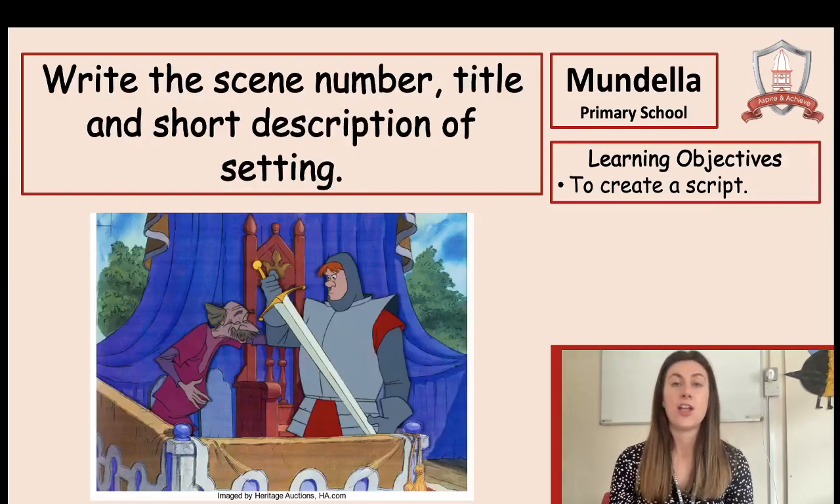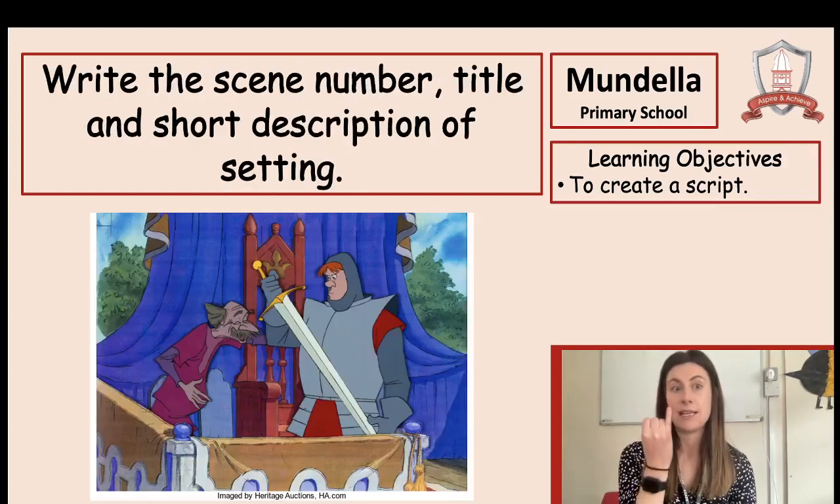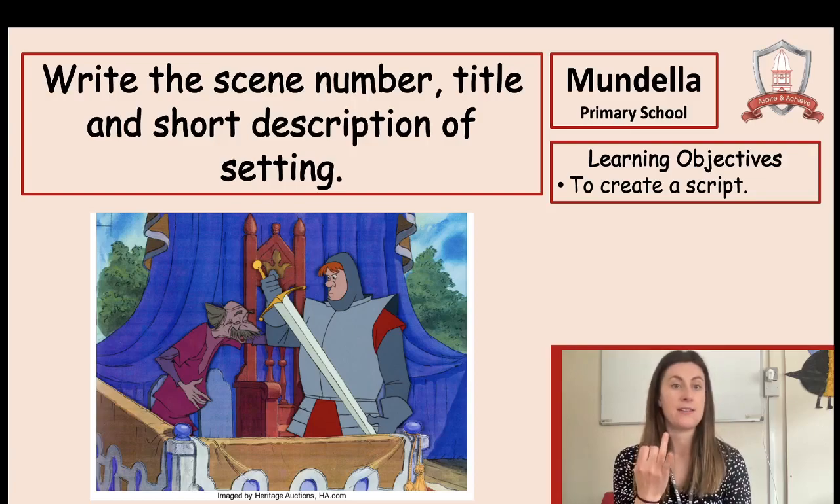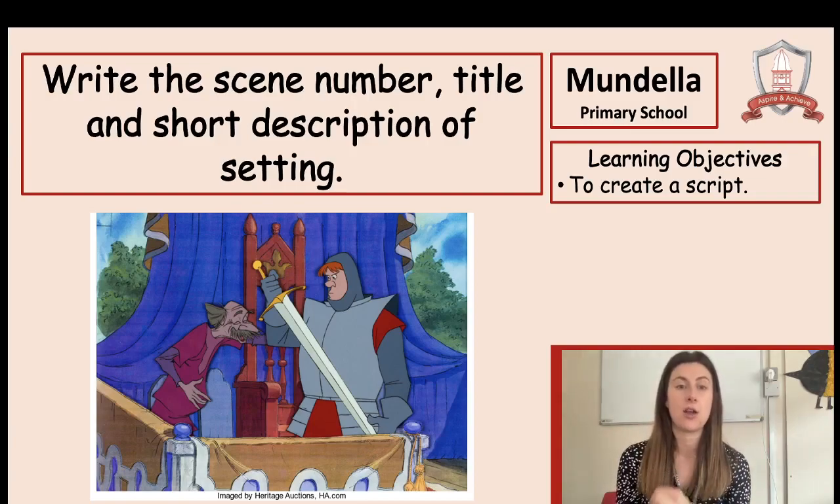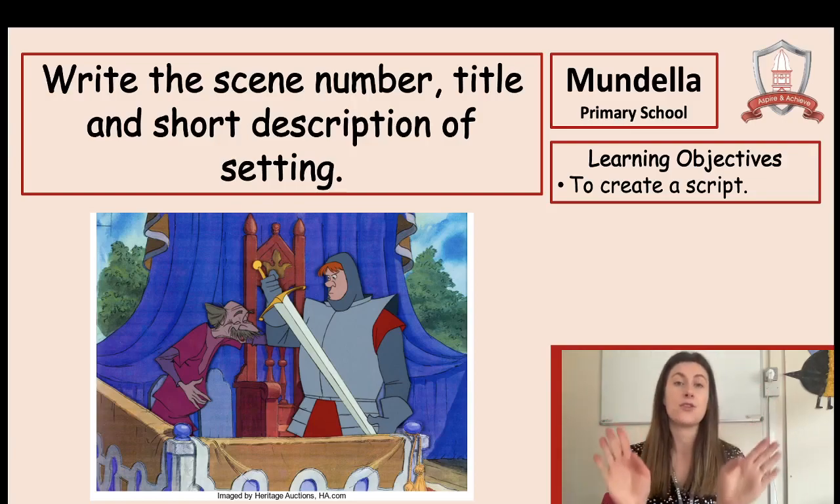So next, I'd like you to write the scene number, scene 1, the title of your first scene, and a little description underneath about what's going to be happening in the scene. It should be really short, just a sentence long. Pause the video to do this and then press play when you're ready to continue. Okay, so hopefully you've now got the scene number, the title and the short description of our first scene ready to go.